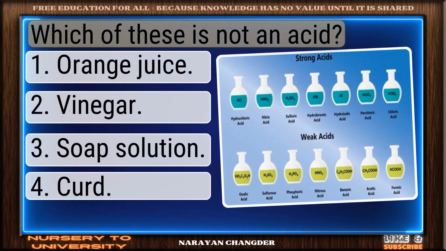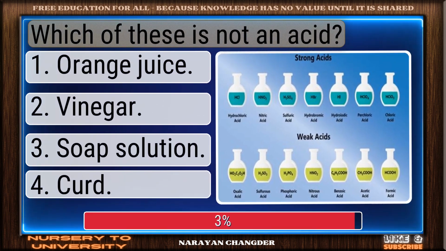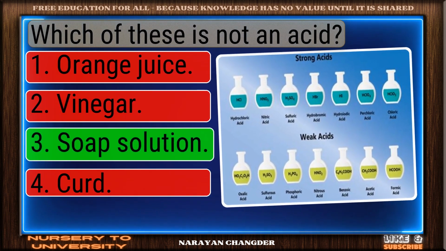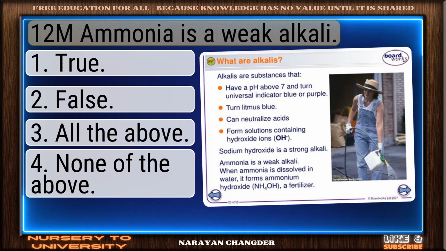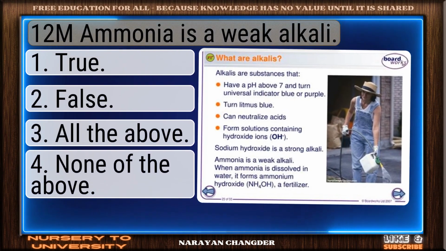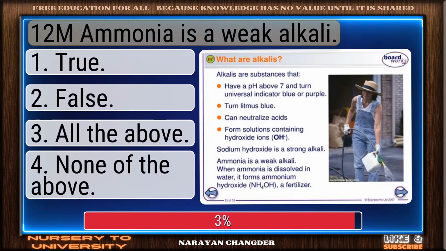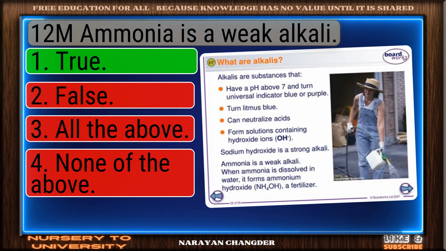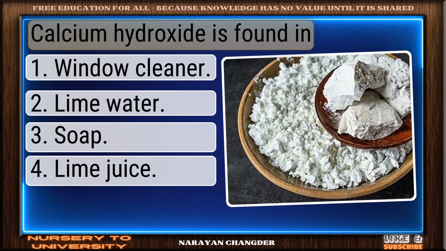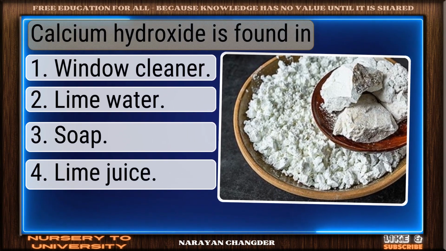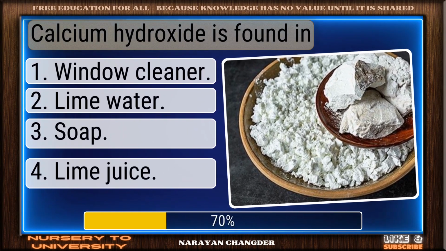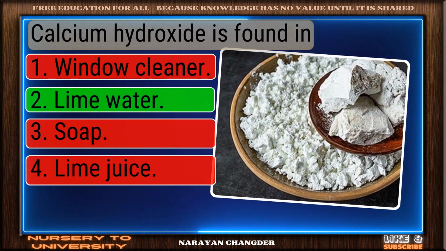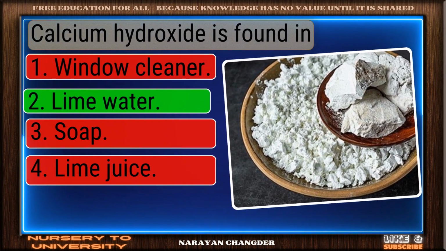Question number 151. Which of these is not an acid? Good job. Your answer soap solution works well here. Question number 152. Ammonia is a weak alkali. Smart move. True is an accurate answer. Question number 153. Calcium hydroxide is found in. Exactly. Lime water makes sense, and it is the right choice.